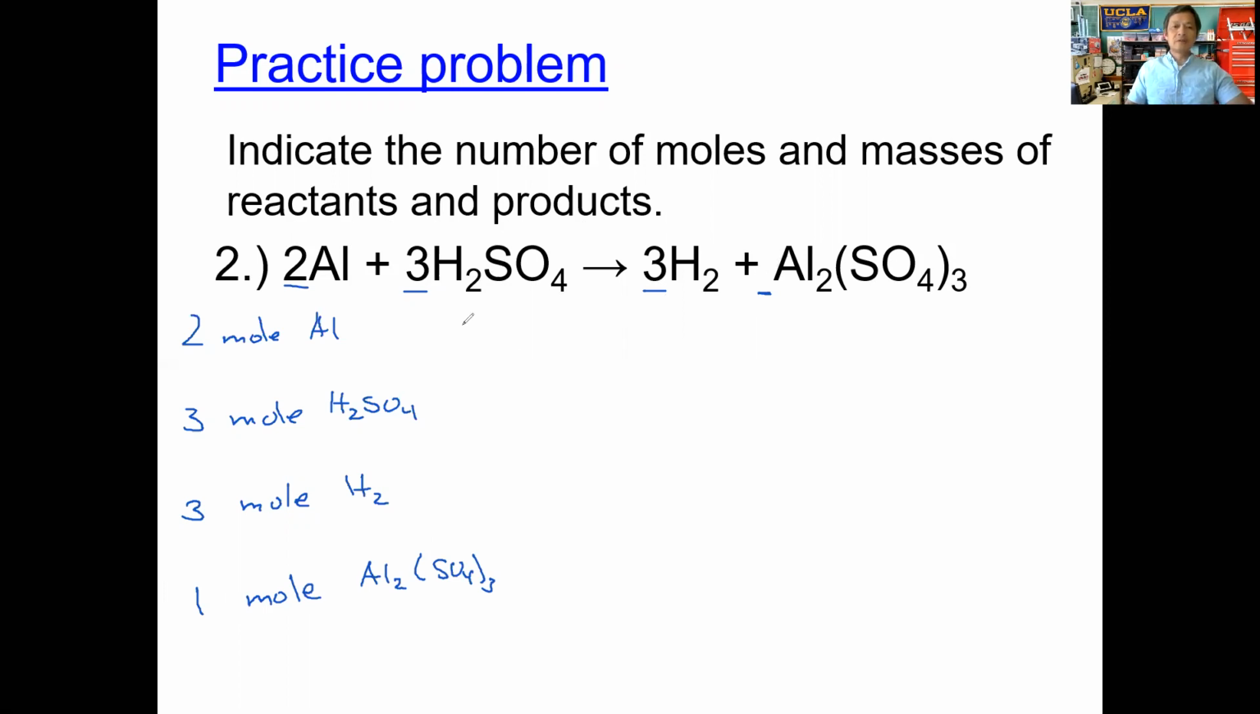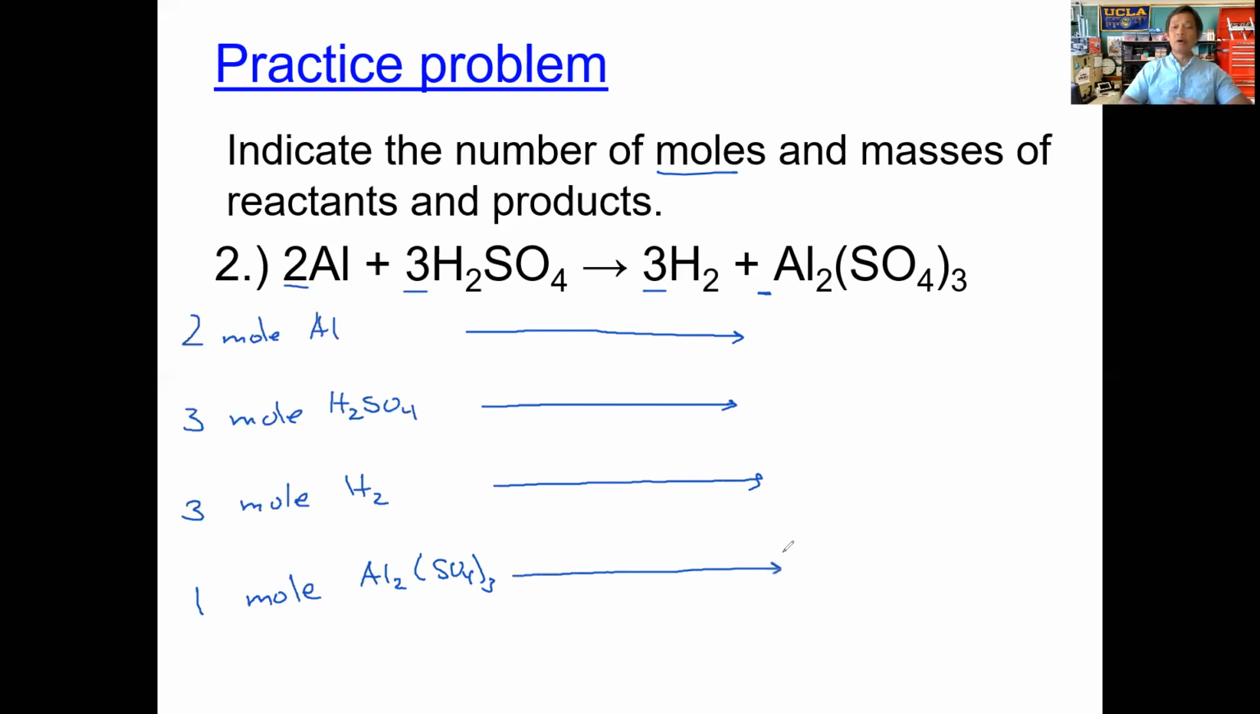Okay? All right, so with that said, then we have identified the number of moles. Let's go ahead then and calculate for the masses. Okay, so we've got to calculate now. So if you want mass information, you've got to calculate. You cannot get it directly from the balanced equation. You can get the number of particles, molecules. You can get the number of moles. But with atoms and with masses, you have to calculate.